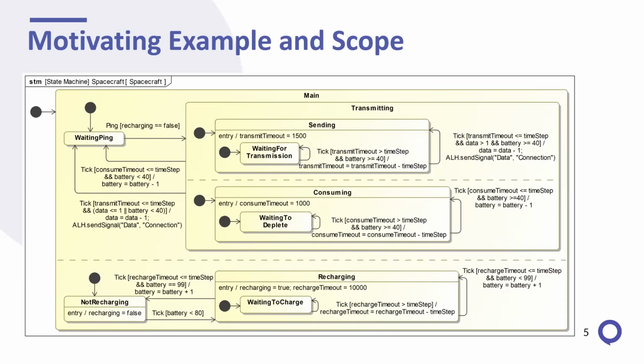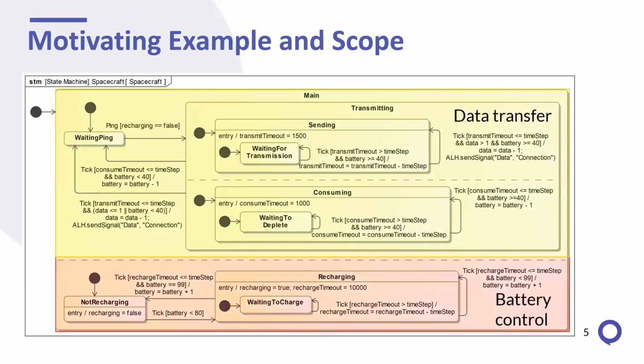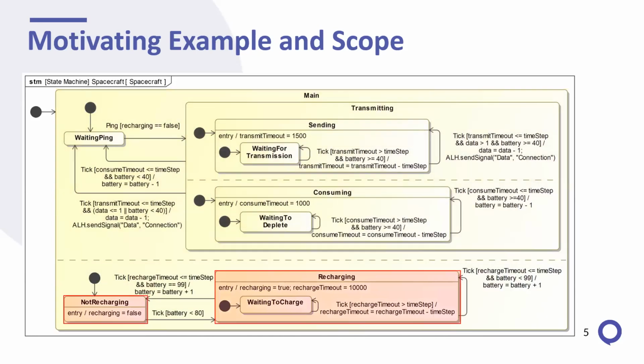In this figure, you can see a state machine of a simplified spacecraft. The figure depicts all the elements that are supported by the workflow. The main state of the state machine has two regions. One of the regions is responsible for modeling the data transfer. The other one is responsible for modeling the battery control. The battery might be in not recharging or recharging states.